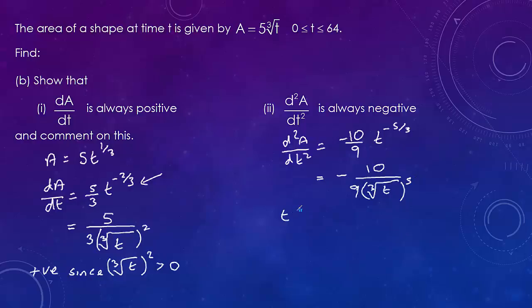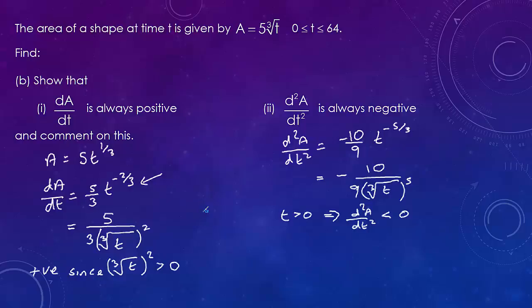And remember here that t is always greater than 0, and that implies that d²A/dt² is going to be less than 0 because of the negative here. 10 and 9 are just numbers, and this thing here has to be positive.